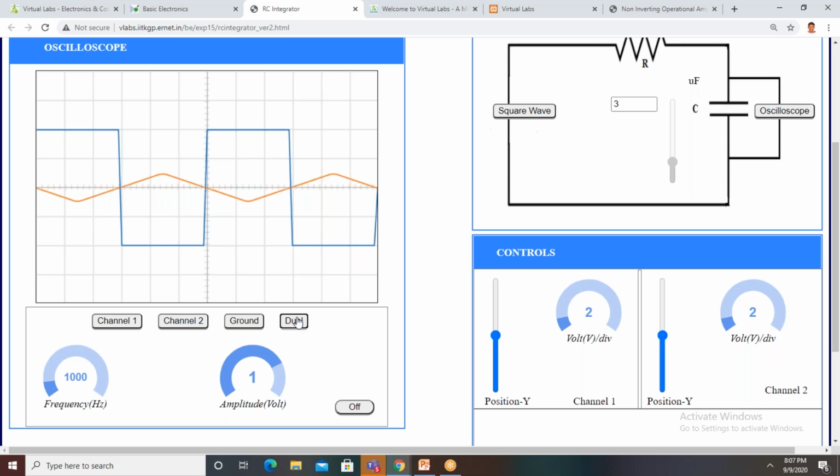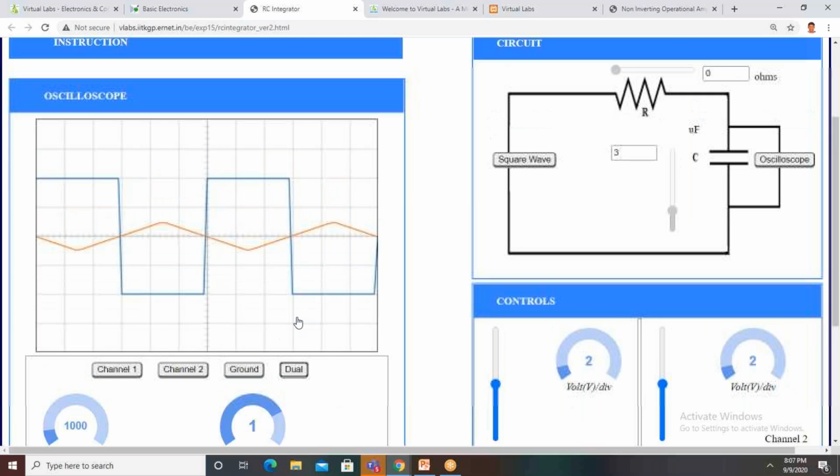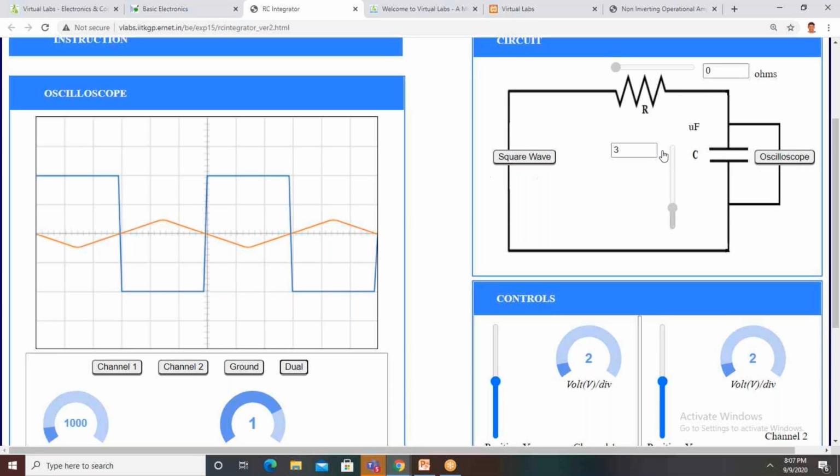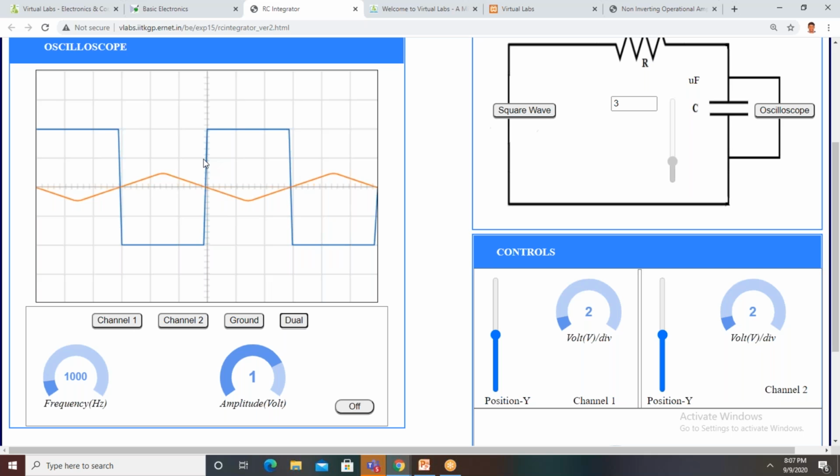Just by changing the value, we can observe the change by simply clicking on this. Now click on this button, the square wave signal. Now observe the oscilloscope. This is the output signal. Channel 1 is input, channel 2 is output. If you want to see both together, click on Dual.